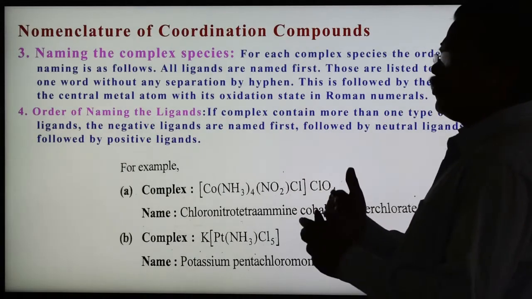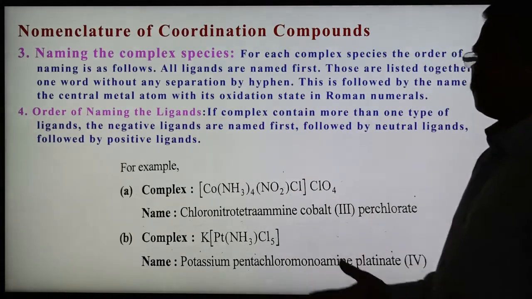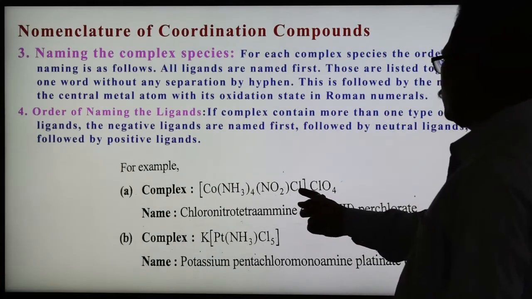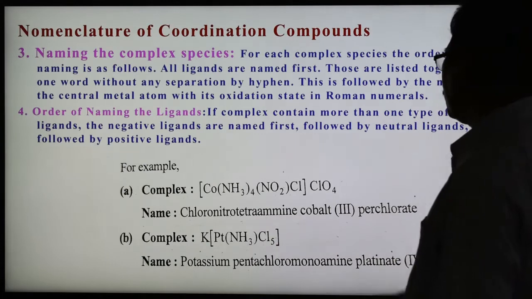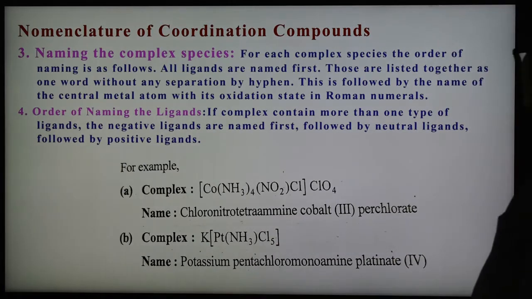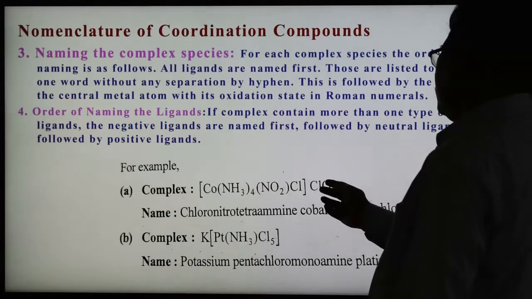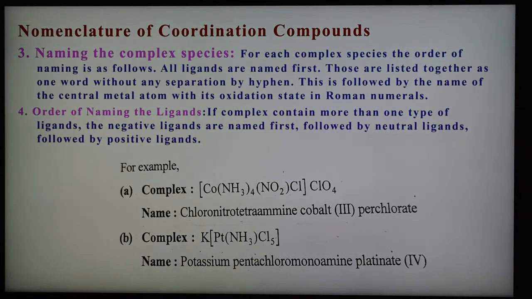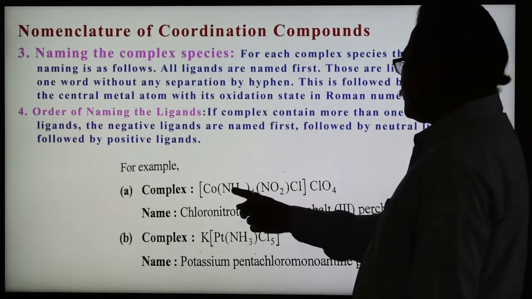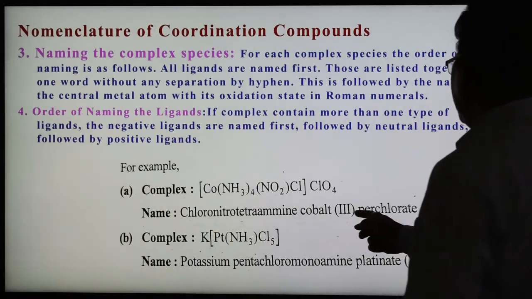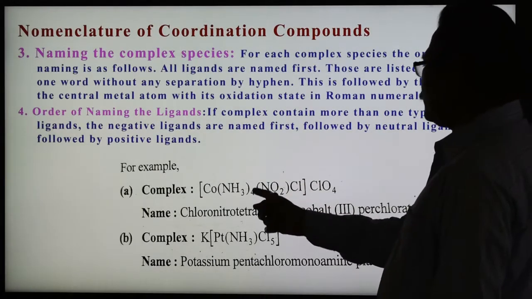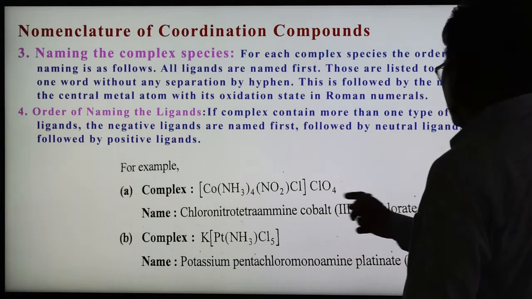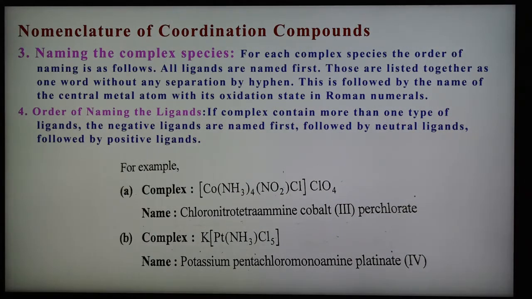So when more than 2 ligands are there, write in alphabetical order. So chloro, C first, then nitro, tetraamine, cobalt 3 perchlorate. This is the example. So write first chloro, nitro, tetraamine, cobalt. The name is chloro, nitro, tetraamine, cobalt chlorate, and cobalt has oxidation state 3.